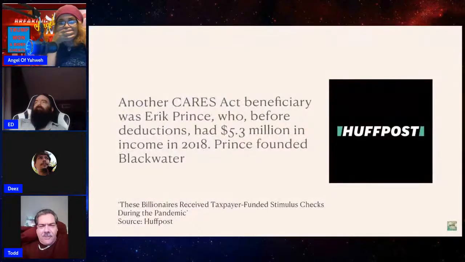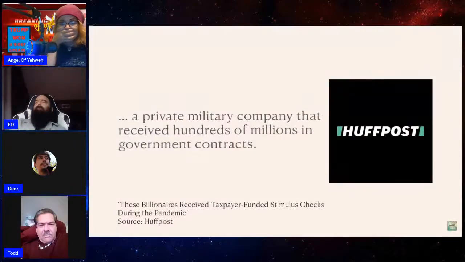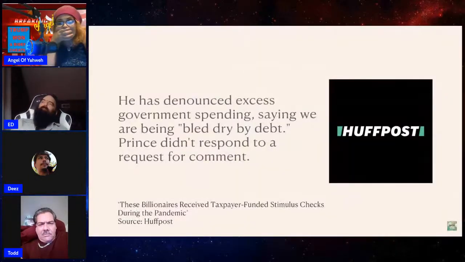Another CARES Act beneficiary was Eric Prince, who before deductions had 5.3 million in income. In 2018, Prince founded Blackwater, which is a really inspiring name for any company. Welcome to Blackwater, a private military company that received hundreds of millions in government contracts. There are two things that make the wealthy status of this man obvious. One, his name Eric is spelled with a K, and two, his surname is Prince. He has denounced excess government spending by saying, "We're being bled dry by debt." Prince didn't respond to a request for comment.